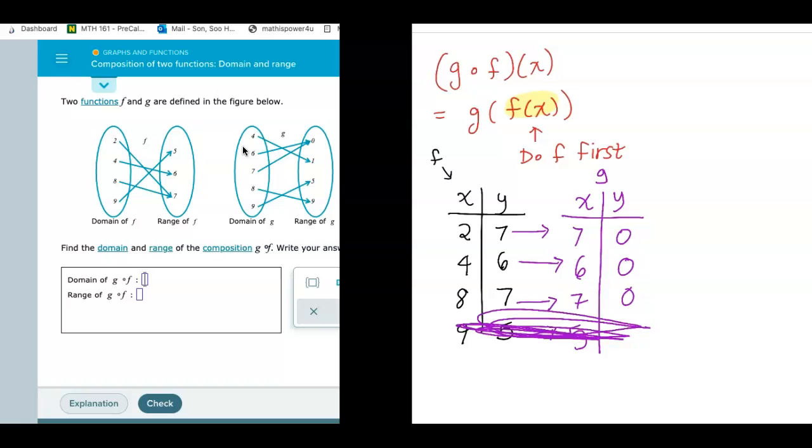So finally, let's go ahead and write the domain and range. Domain are all the x values that we originally plugged in that survived, 2, 4, and 8. So go ahead and do 2, 4, and 8 for the domain. And the range is all the y values that we ended up getting, 0, 0, 0, so simply 0.